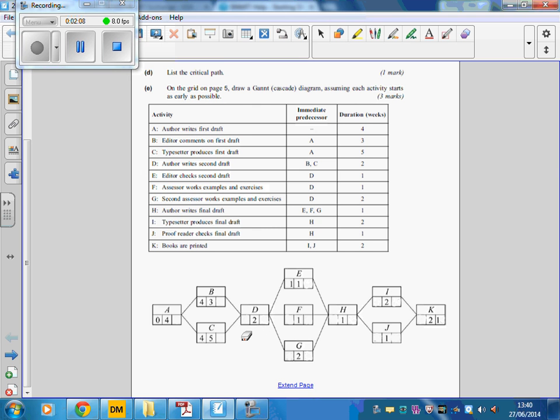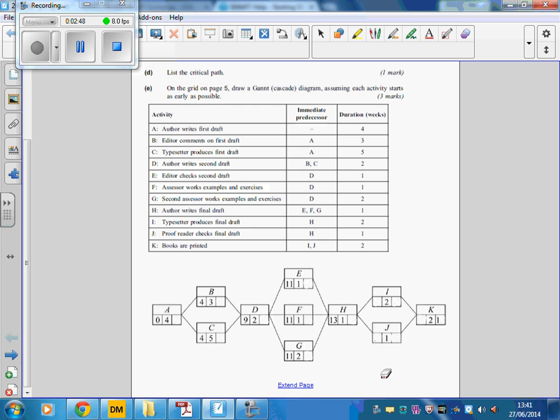D depends on both B and C being finished, so we're looking at the later of those 2 times, so out of 4 plus 3 and 4 plus 5, we're really waiting on C to be finished in order to start D. So there it is, 4 plus 5 is 9. Now each of E, F and G can begin as soon as D has finished, so 9 plus 2 gives us 11, that's the earliest start time for those 3. And then H, we need to look at the latest of those 3 times before H can begin, because they all need to be finished. So that will be 13.